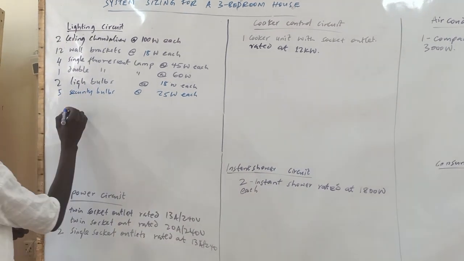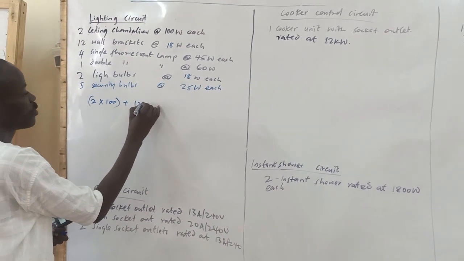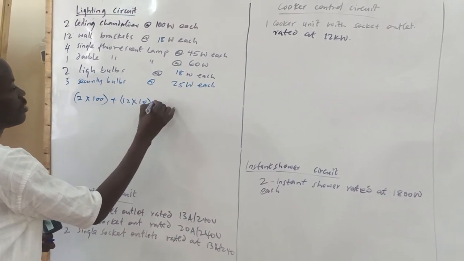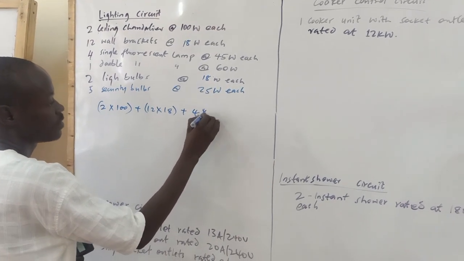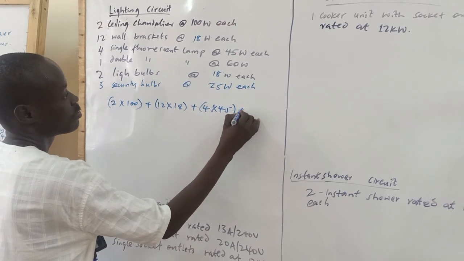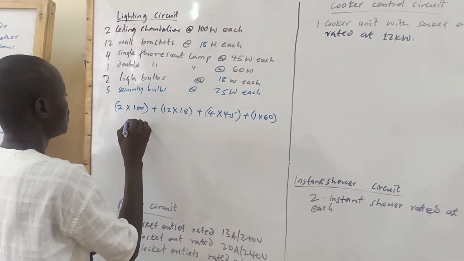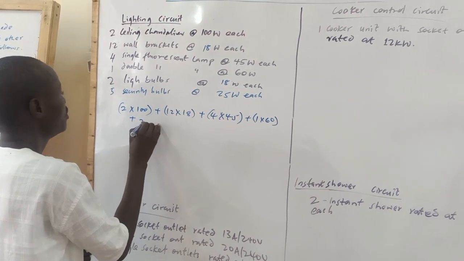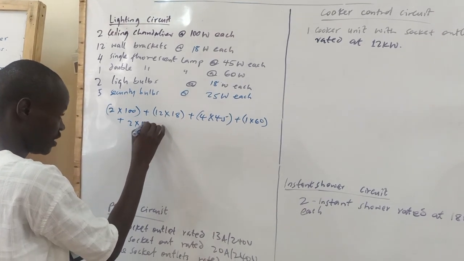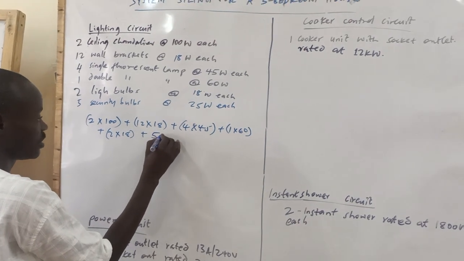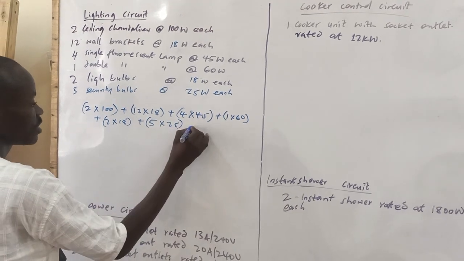So we have 2 ceiling lights rated at 100 watts. Then we are going to add 12 wall brackets rated at 18 watts. And then we're going to have 4 single fluorescent lamps rated at 45 watts. Then we are going to have again 1 double rated at 60. Then we are going to add 2 backlights, this one was for the washroom, times 18 again. Then plus 5 security lamps, which are rated at 25 watts each. So all these should be able to give me a rating.